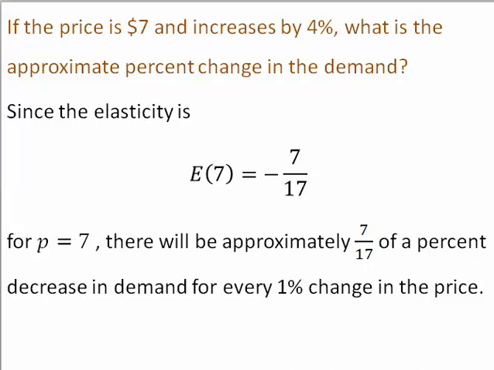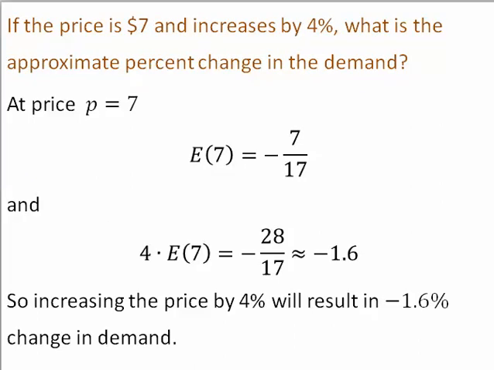So starting at $7, what if you were to increase the price not by 1% but by 4%? In that case, you would multiply negative 7 over 17 by 4, and you would get about negative 1.6. So increasing the price by 4% will result in about negative 1.6% change in demand.